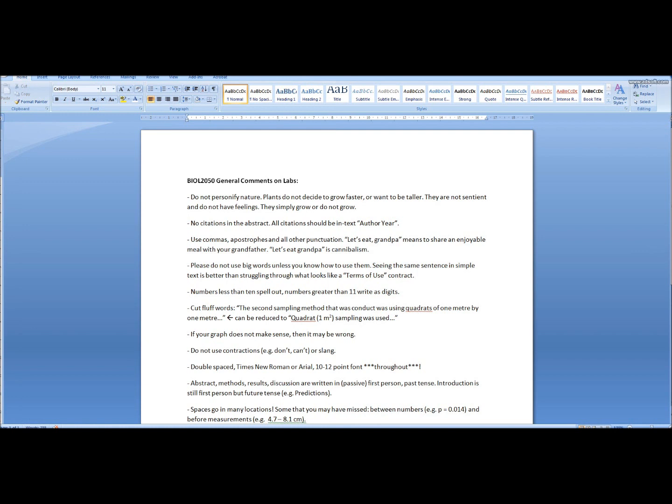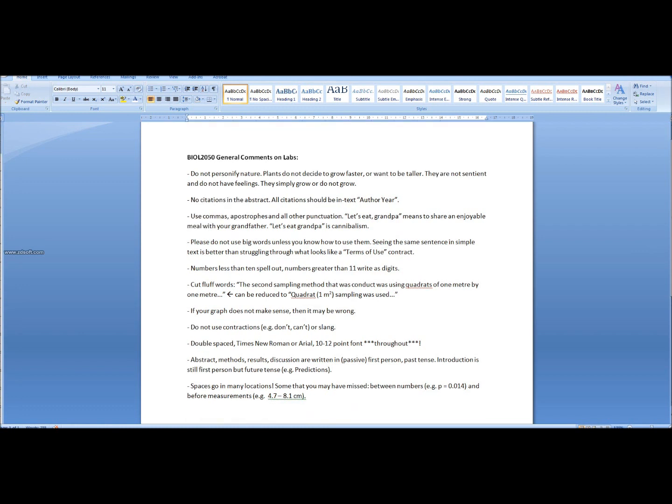Numbers, this is a bit more of a nitpicking thing, but it's not a big deal. Obviously, I didn't take marks off for something like this, but it's better for your own knowledge. Numbers less than 10, you spell out. So 9, 8, obviously. Anything like that, you actually write out the word. Numbers greater than 11, you write as digits. Pretty simple as that. Cut out fluff words. "The second sampling method that was conducted was using quadrats of 1 meter by 1 meter." This whole sentence, as long as beautiful as it is, can be reduced to: quadrat, 1 meter squared sampling was used.